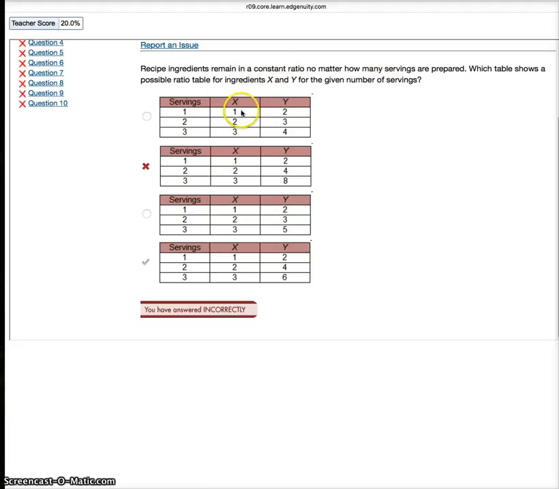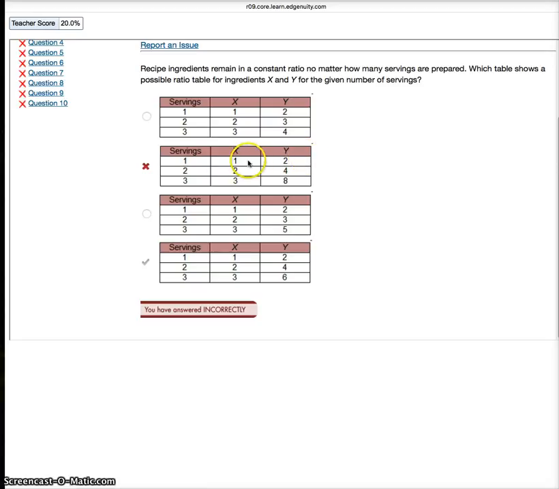If we're looking at it, it's like here's 1 to 2. So think of that as like 1/2. 1 part X to 2 parts Y. Here's 2 to 3. Here's 3 to 4. These are all different fractions.